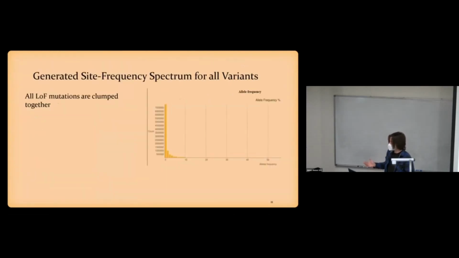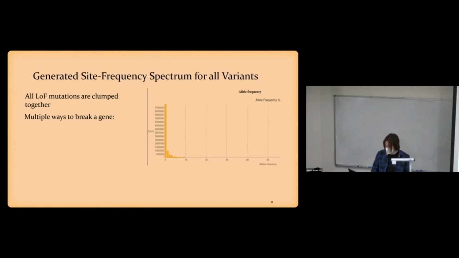Additionally, when we ran this, we got a site frequency spectra of all variants. So loss of function are clumped up within this as well. And as we see, there's a lot of negative selection on this graph. However, there's a lot of ways to break a gene. There's 3 that I just listed now.